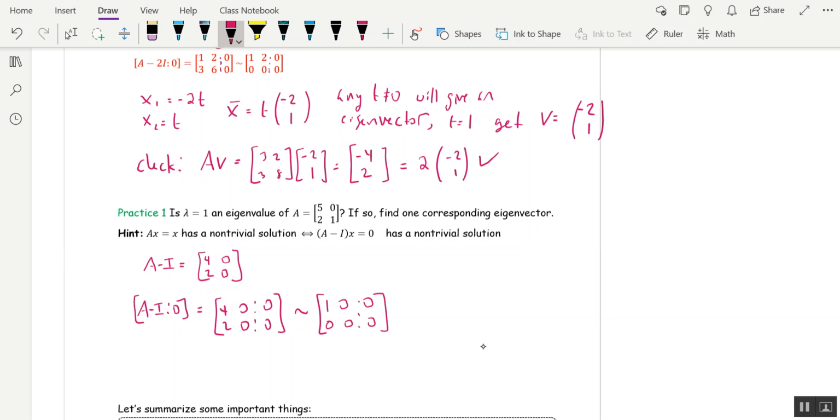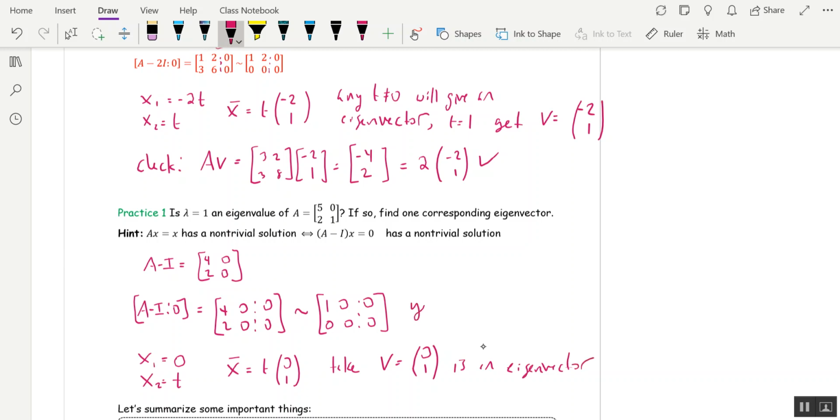All right, that's consistent. So we do know that 1 is an eigenvalue. x2 is free, and x1 is not free. It's 0 because that top equation reads x1 is 0. So solutions look like t times 0, 1. So we'll take t equal to 1, and v equal to 0, 1 is an eigenvector.